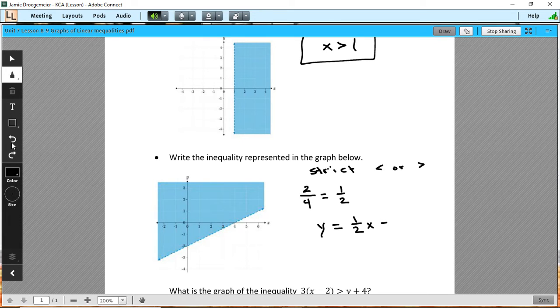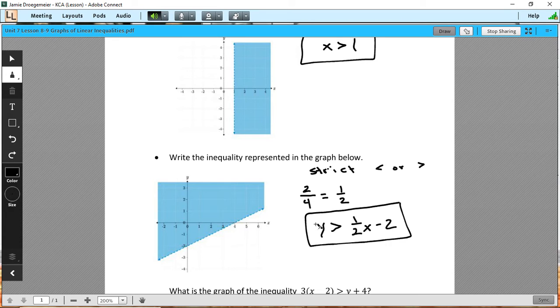But we're not doing an equation here, we're doing an inequality. So instead of equals, we need to use either less than or greater than. To determine which one we want to use, we're going to look at that line. If it's greater than, then we're going to shade above that line. If it's less than, we would shade below the line. This is shaded above the line, so that tells me that it's going to be greater than. So y is greater than 1/2 x minus 2.